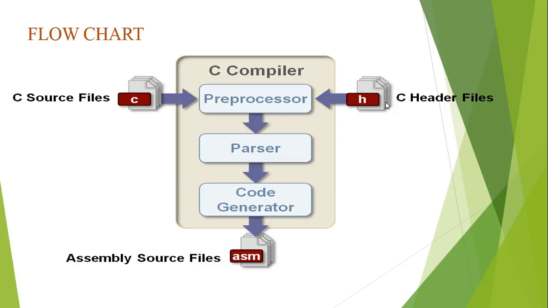So this is a basic flow chart that we have actually used and followed. The C source files are the input, and it goes to the C compiler where it is pre-processed with the header files. Then it goes to the parser, and then it goes to the code generator where the actual code is generated, the output code is generated. Then it produces the ASM, that is the assembly source file. This is the overview of the project and how the project will flow and work.